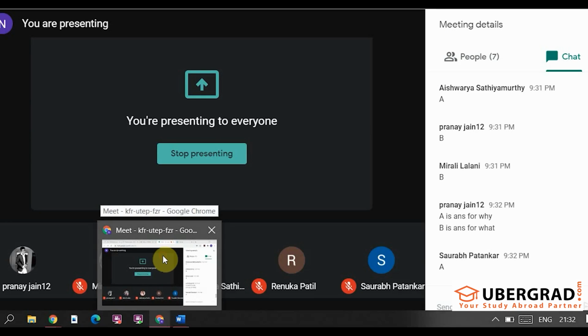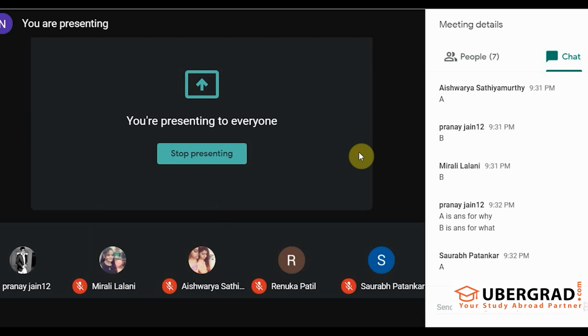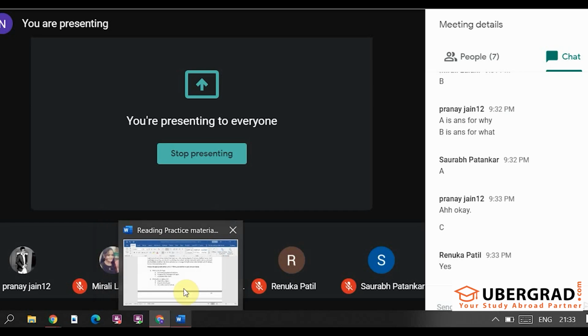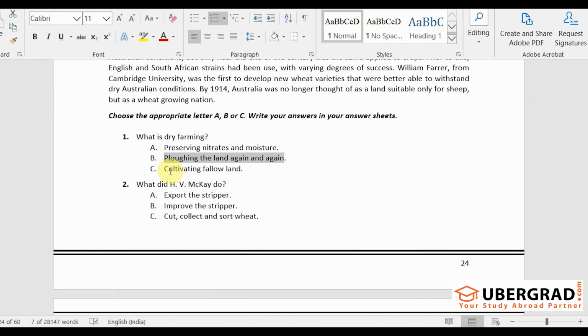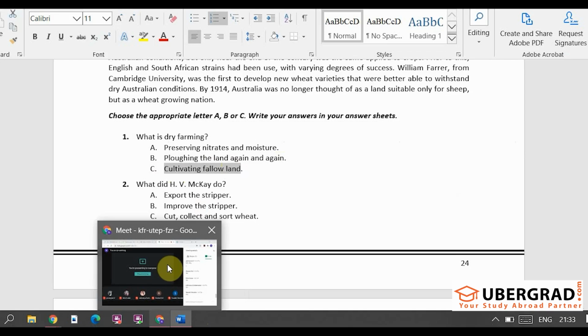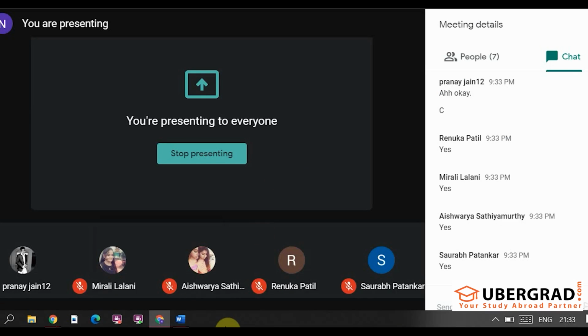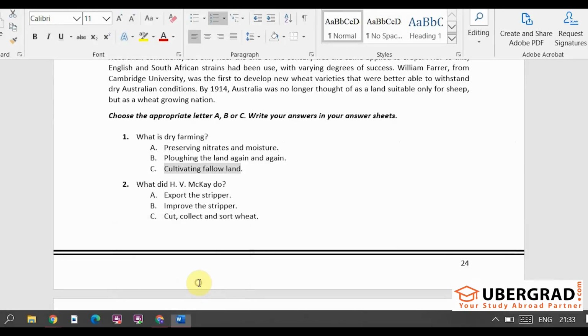The dry farming is a process with the help of which we can cultivate fallow, unproductive land. And dry farming is the process through which we can do it, right? But this is a process. All of you got it or not? What is dry farming? Dry farming is a process with the help of which we can cultivate such lands which are unproductive, which are not suitable for agriculture, right? The answer is C over here. I hope all of you got it.